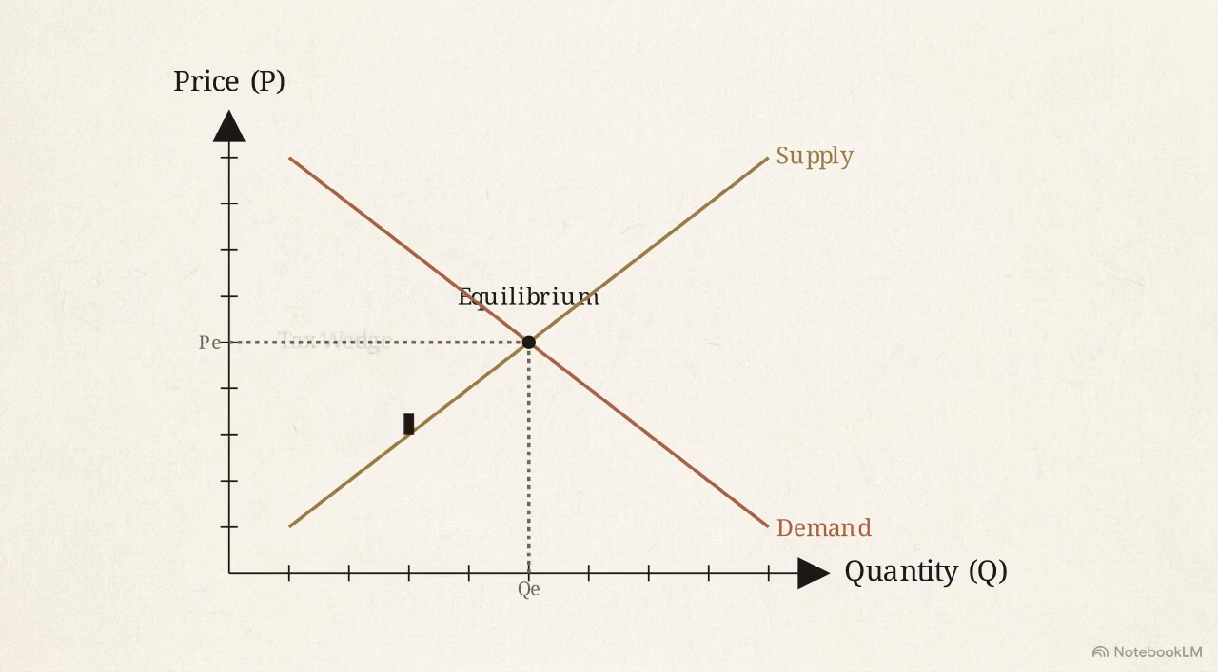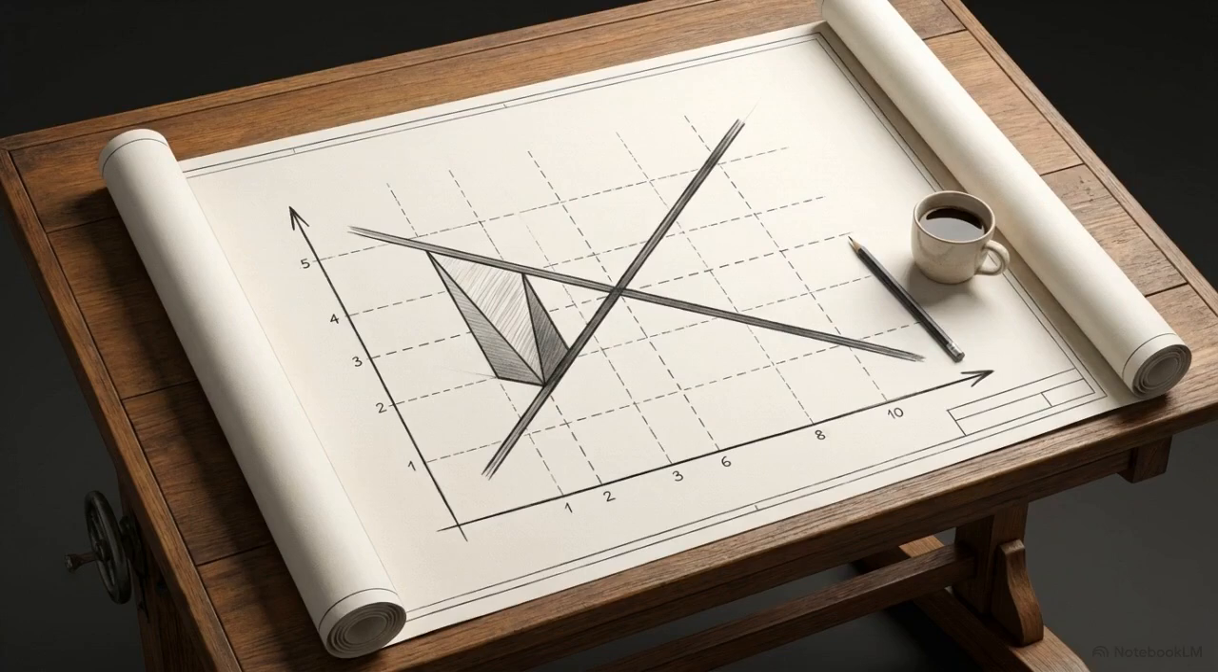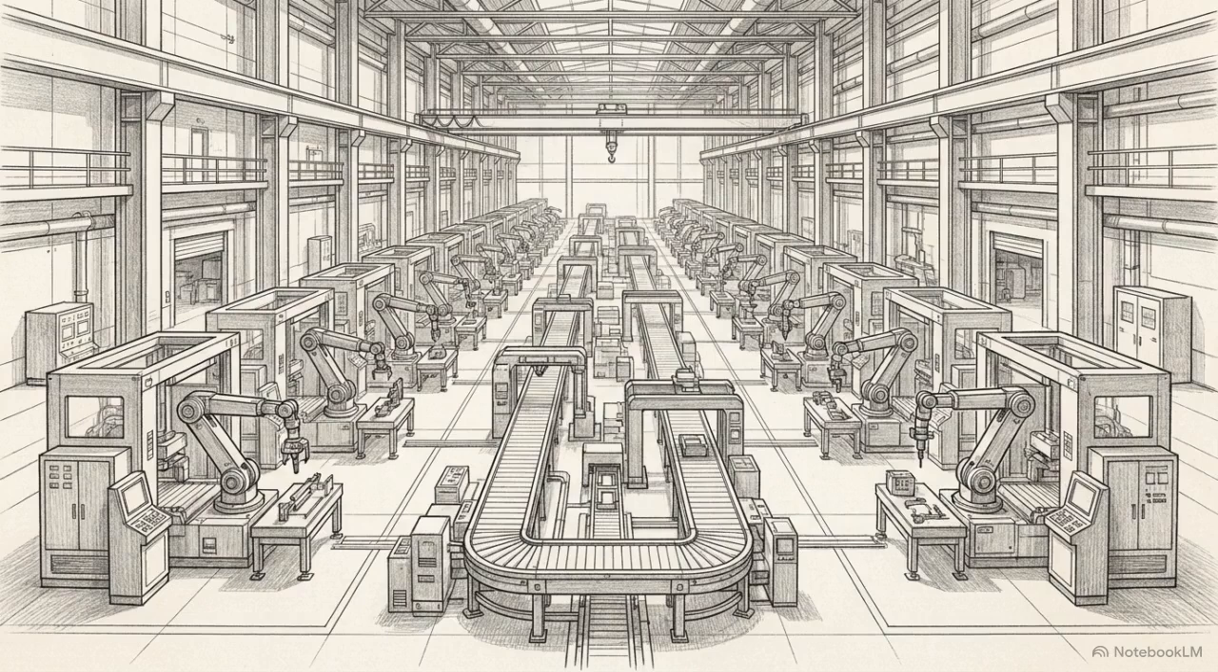On a supply and demand graph, inserting a government tax creates friction. This tax wedge separates what consumers pay from what producers keep. The resulting red triangle represents deadweight loss, economic value permanently lost to both parties. Proving market demand and finding equilibrium is the first step. But even with a validated market, the product must still be manufactured within the physical constraints of an industrial facility.